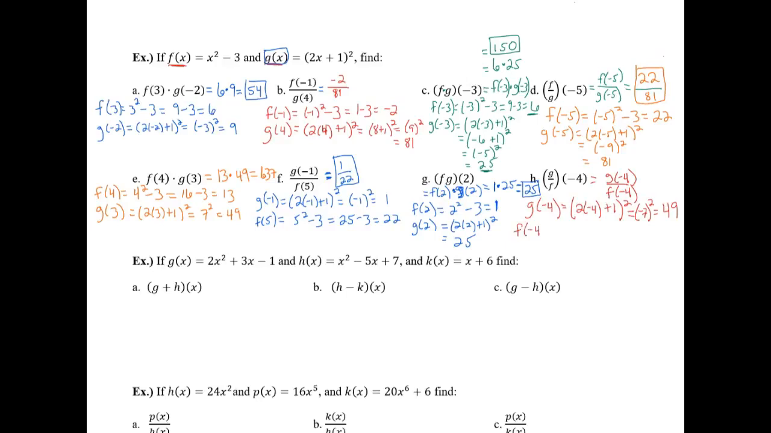Now f of -4, I have -4, I'm going to square it, and then subtract 3. Negative times negative makes +16, minus 3 gives me 13. And then making sure I write g of -4 on top, which was 49, and f of -4 on bottom, which was 13. Overall, I ended up with 49/13 that also cannot be simplified.